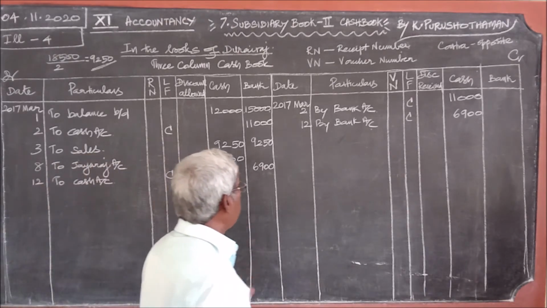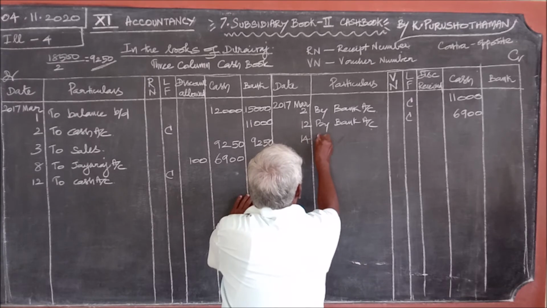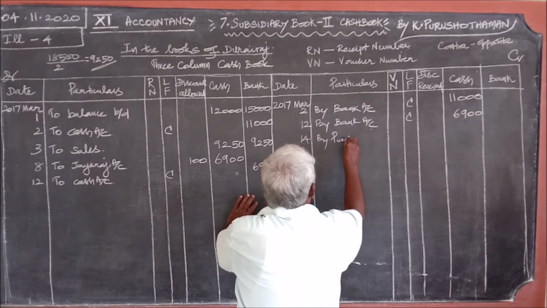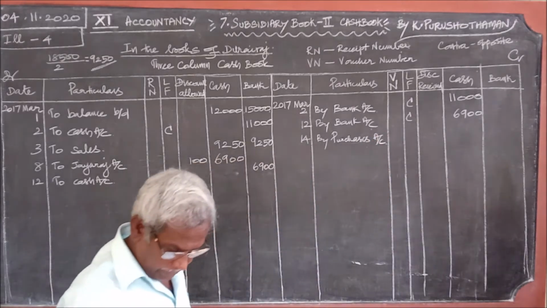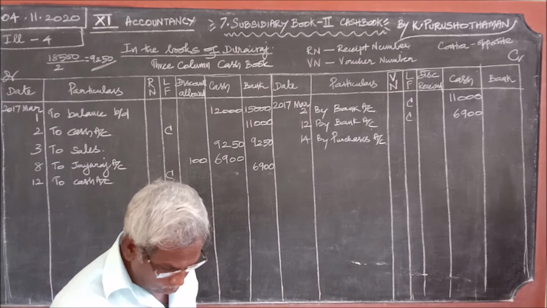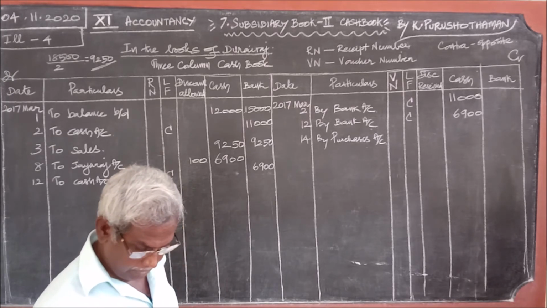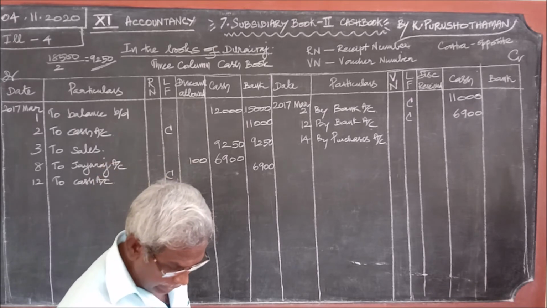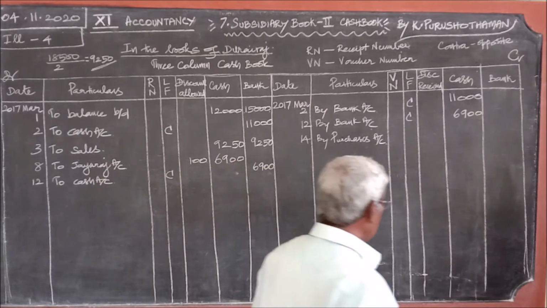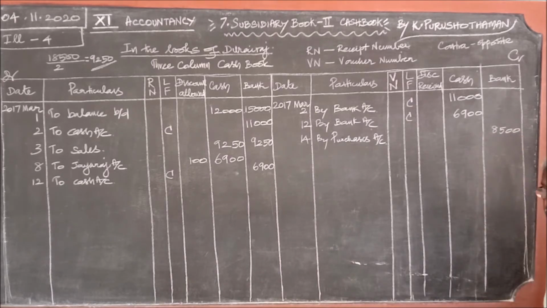So it is a purchase on 14th, by purchases account. And a check is issued. What happened? From the bank it goes out, because a check is given and the bank will give the amount. Therefore, 8,500 will go out of the bank on 14th.